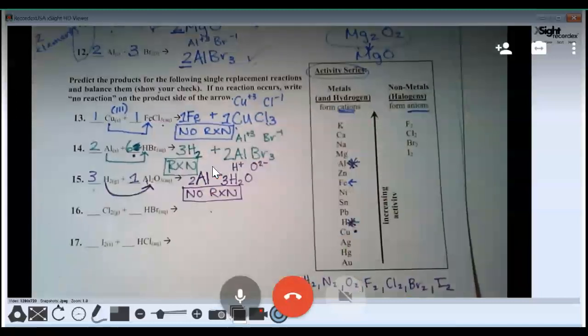Okay. So do we want to keep doing more single replacement, or do we want to switch over to double replacement? Double. All right. Cool. Let's do some double replacement. Let's see. Find my example problems for that.